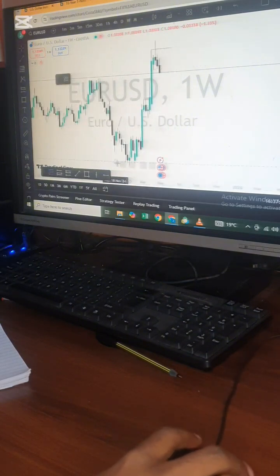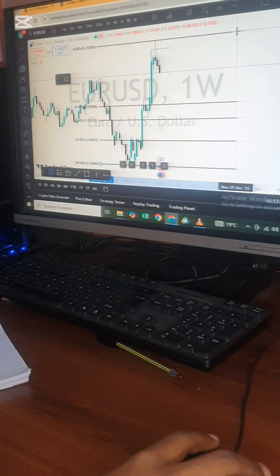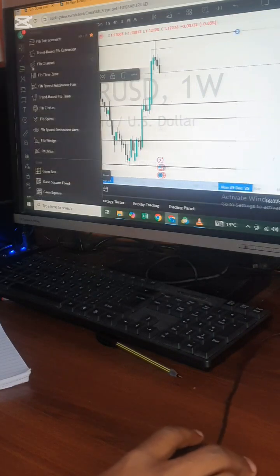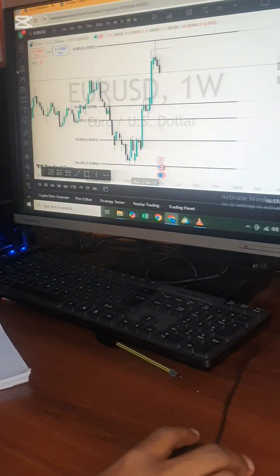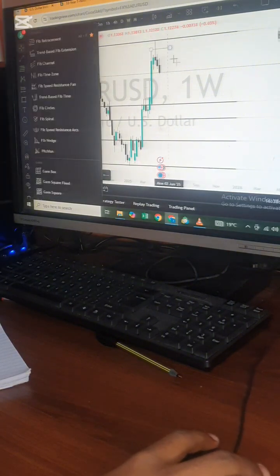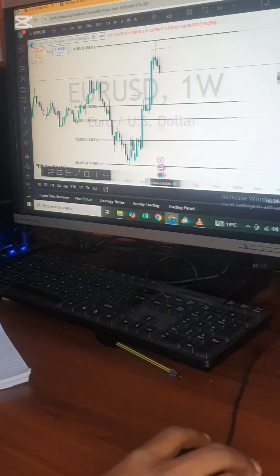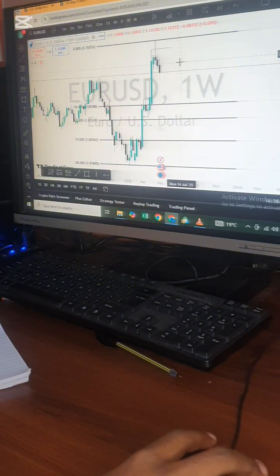And mostly we plot a Fibonacci, so we mostly find it at this area. On the left, you click here, then the Fib retracement. Then you mark the low and the high. So any prices above the 50 range, this is the sell, and below is the buy.